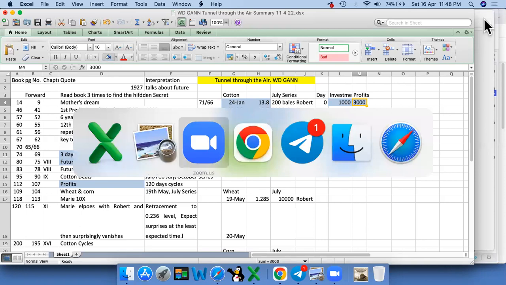Probably this was a 120-day cycle. And let's see about a few of our cycles.